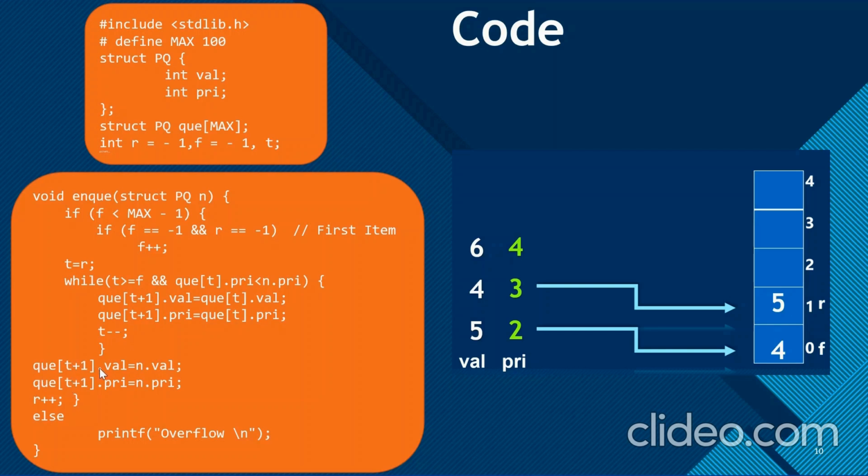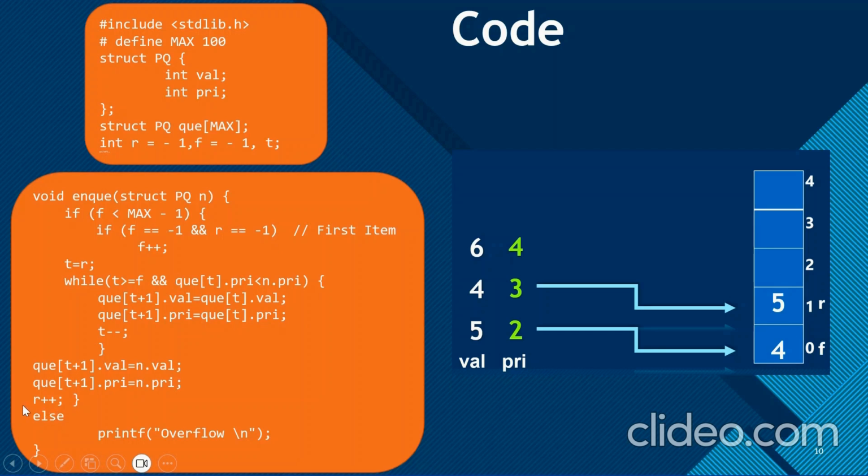So q0 would be equal to, or the value of it would be equal to n dot value, which is 6. And priority also would be stored in qt plus 1's priority part, right? So 6 would go to this place, right? So 5 has moved to this place, 4 has moved to this place, and 6 has moved to this place because of the higher priority. Now you can hand simulate the code for other values as we have already seen in the previous slide, so that the things get clear.